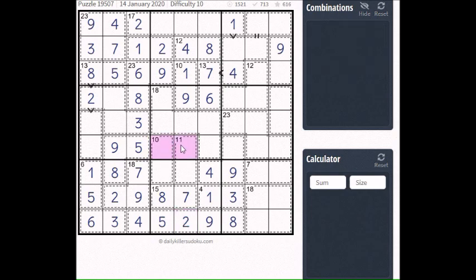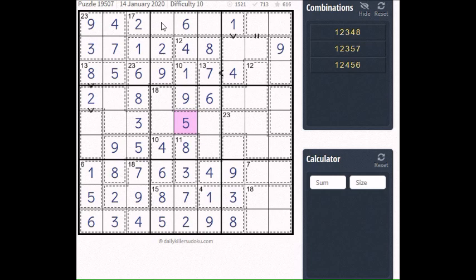Now the 5, 7 is not allowed anymore because of the 5 here. So this is 4, 8 with a 3, 6. What remains here? 1, 2, 3, 4, 5, and 6. Here we have 5 and 6. So this is 6, and this is 5.